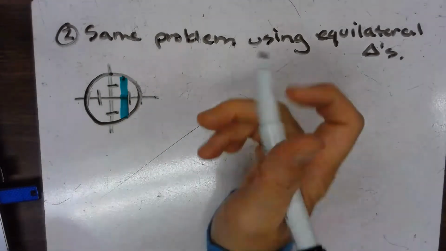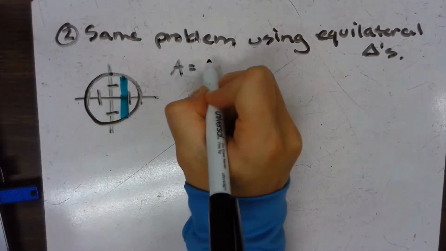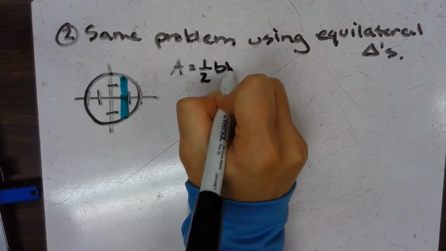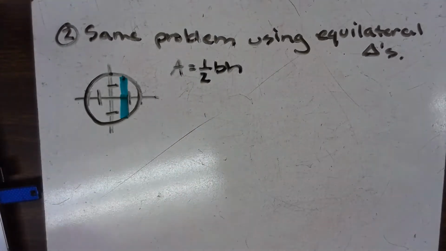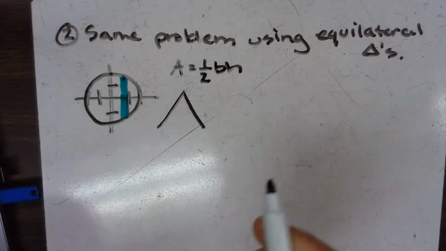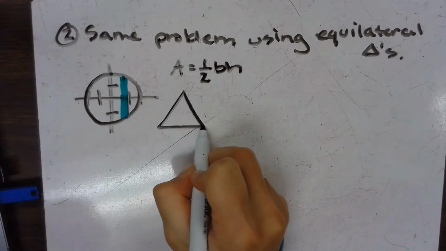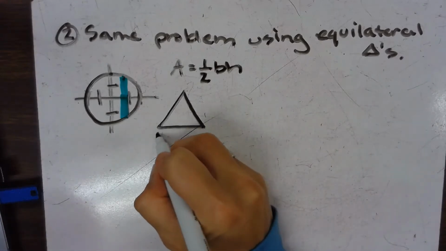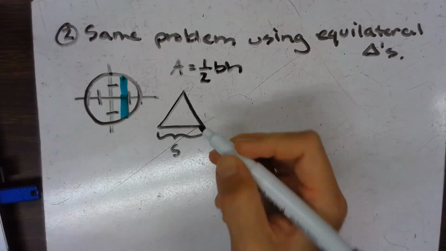Let's think about the area of a triangle. The area of a triangle is 1/2 base times height. However, let's think about an equilateral triangle. We're actually going to have to figure this thing out. The square was easier because it was side squared. But let's think about this for a second. This is the side.